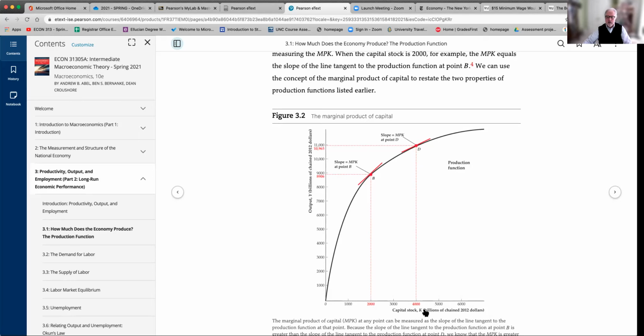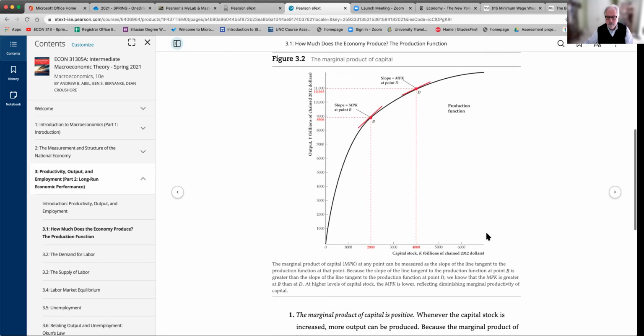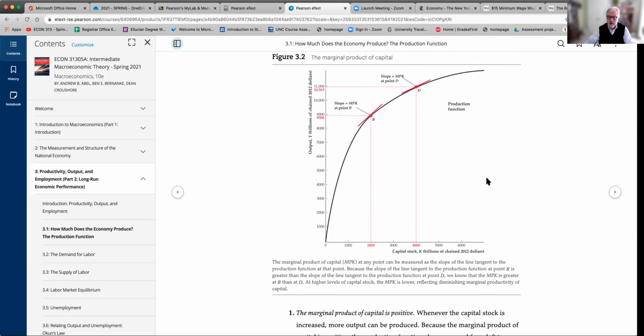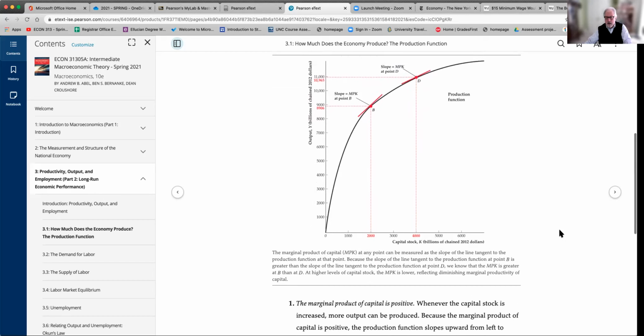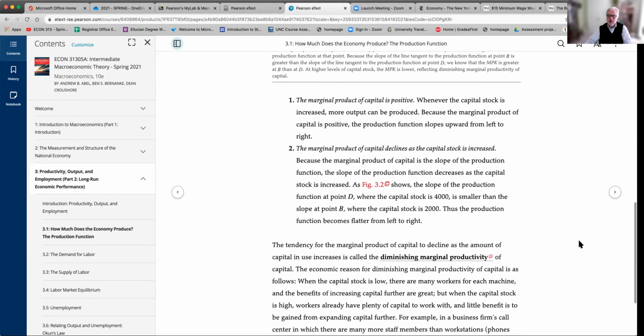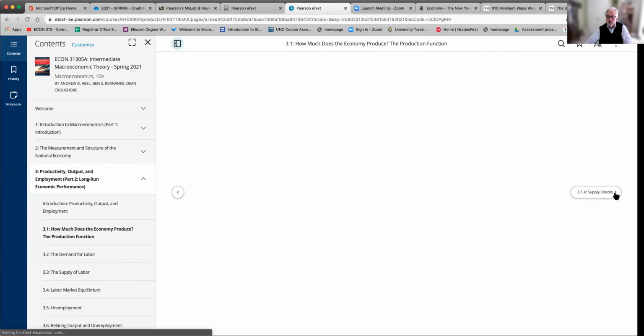In this case, with capital on this axis and output on the vertical axis, it's labor and A, total factor productivity, that's being held constant. When we have labor on this axis rather than capital, showing how much output can be produced with different amounts of labor, we're holding the capital stock and technology, or total factor productivity, constant. Changes in the things that we're holding constant will actually cause the curve to shift. That's important to understand as we go through this chapter.